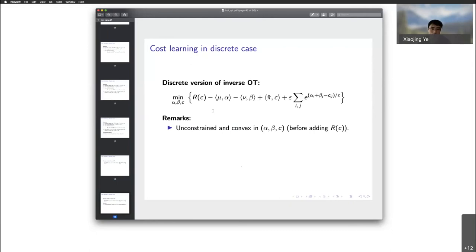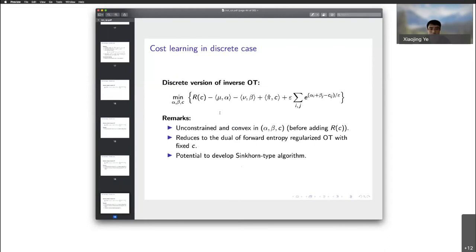This is unconstrained. It is convex in alpha, beta, and C before we added this regularization term. And it would reduce to the dual form of the forward OT when C is fixed. And also we can use the Sinkhorn algorithm, which is a kind of matrix scaling, to compute this alpha, beta, and C quickly. Okay.